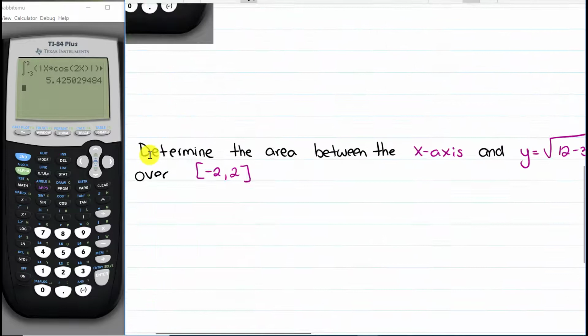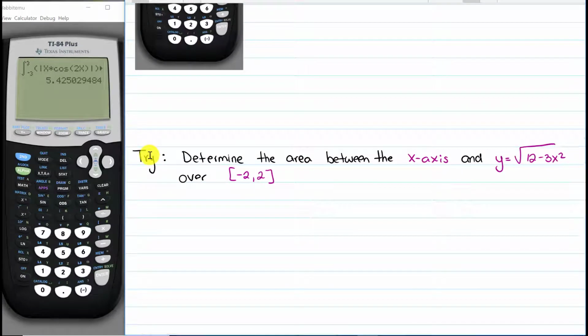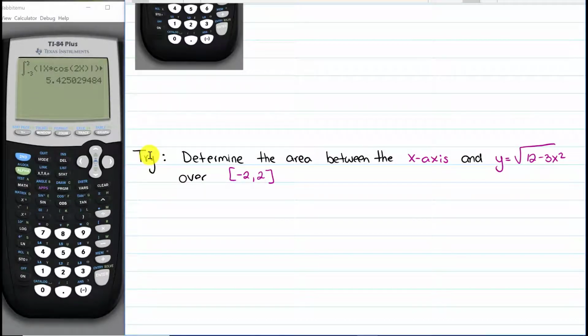Okay, so now on your own, I want you to try to determine the area between the x-axis and the graph y equals the square root of 12 minus 3x squared over the interval -2 to 2. So take a second, pause the video, and try that out. Alright, let's see if we did it right.